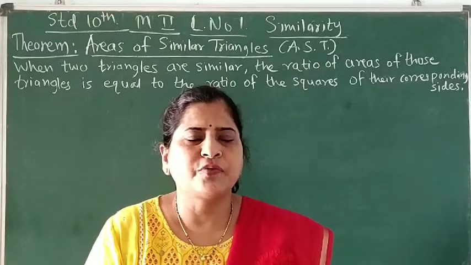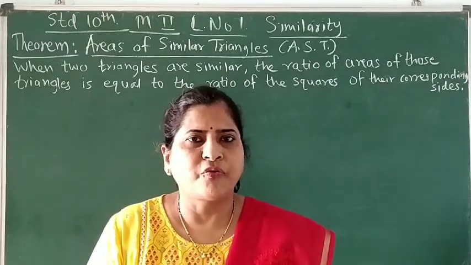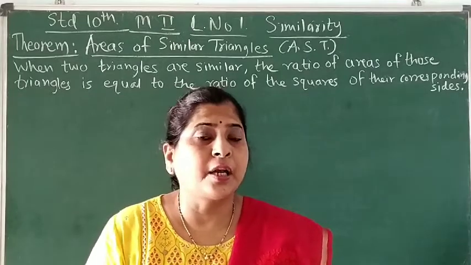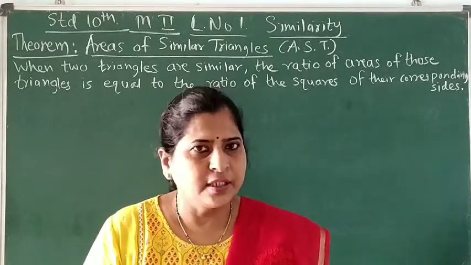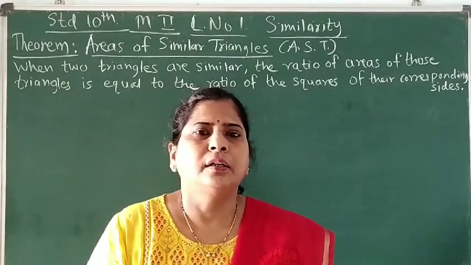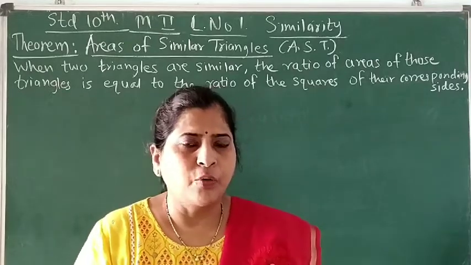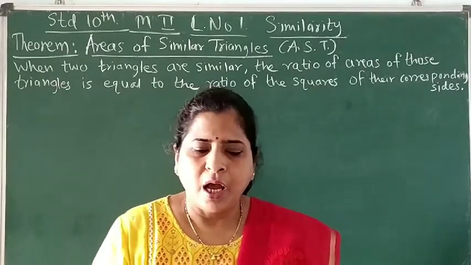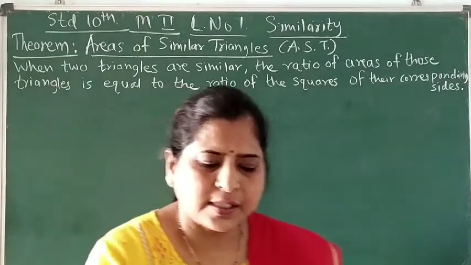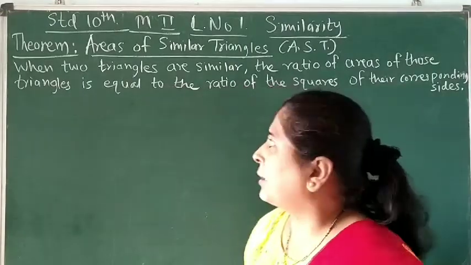In previous videos we have learned about similarity of triangles and we have solved sums and proofs on it. Now in this video we are going to see a theorem about areas of similar triangles. How to prove this theorem? Let's see what is the statement of this theorem.